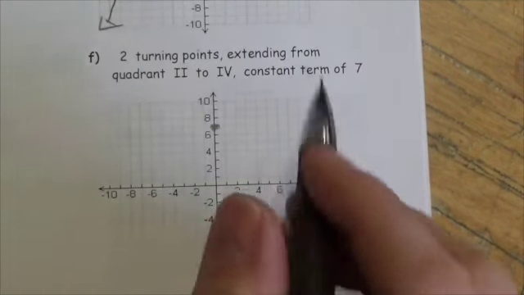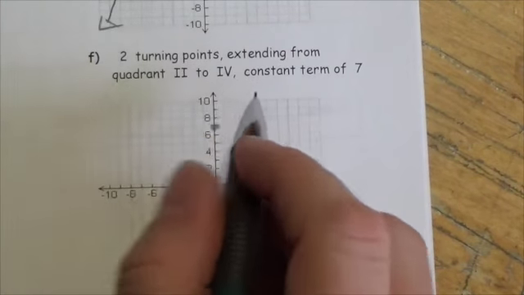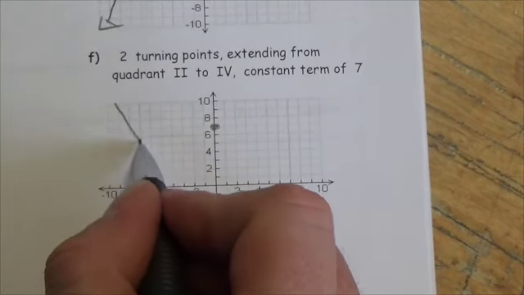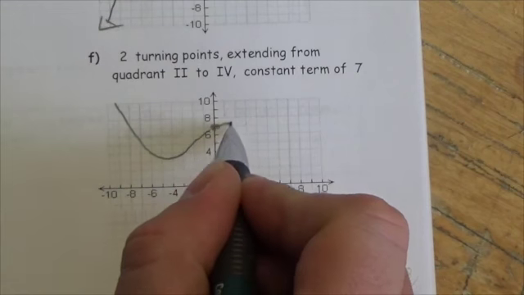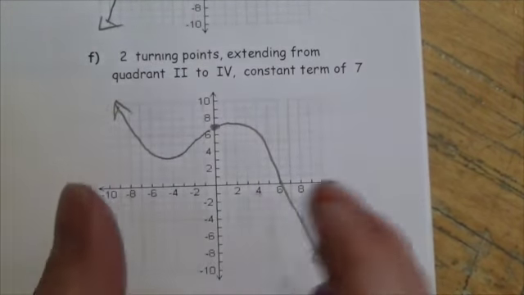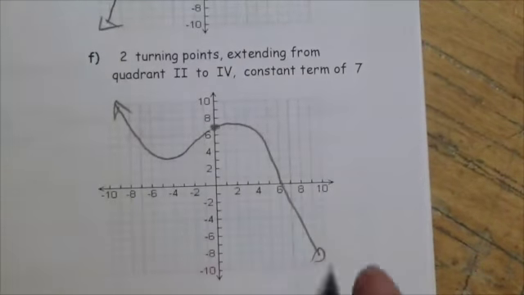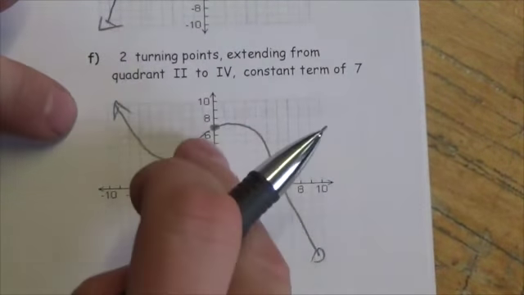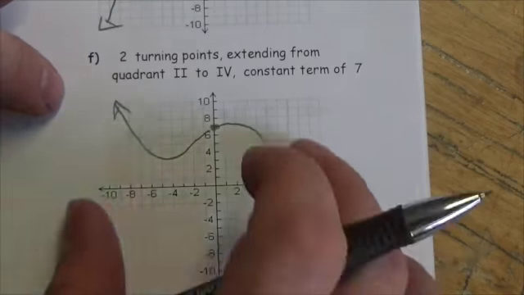So 2 turning points extending from quadrant 2 to 4, so it's going to come down, curve up, come down, and there we go. Ends in 4, started in 2. So something like that. It doesn't have to be exact. You can slide this thing along, as long as it goes through 7 on the y-axis, that's what we're looking for.